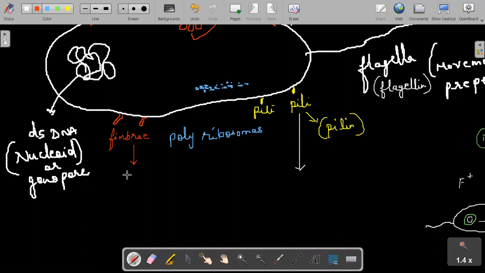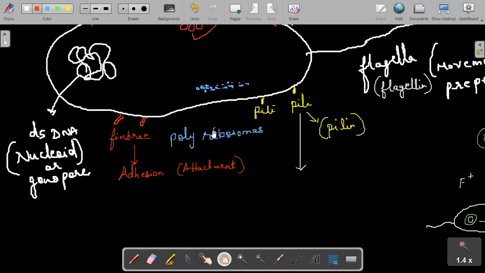Now, fimbriae is needed for adhesion. Adhesion means attachment. They are needed for attachment. All right. Now, bacteria, when they get into your body, they have to get attached to some surface. For that, fimbriae is useful. Okay. Have you understood the difference between pili and fimbriae?